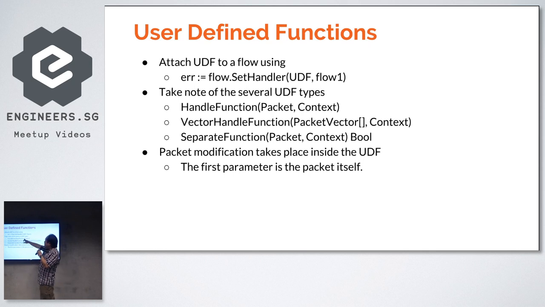So the UDFs have several types. There is a handler function type, where the first parameter is a packet and the second parameter is a context. Then there's a vector handler type, so you can process packets as a vector. And then finally you have a separate function, which returns true or false. One thing you must remember is that the packet modification will take place inside the UDF. The first parameter of the UDF is the packet itself, so you can directly modify the packets. The packet is an object with its own set of methods which you can use to modify it.